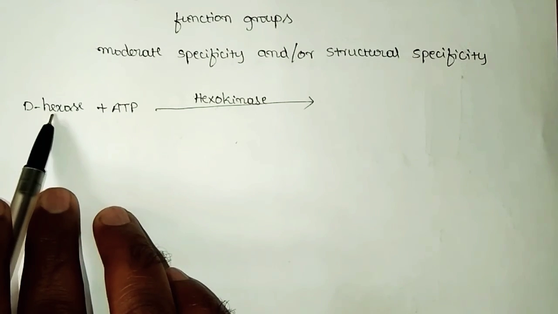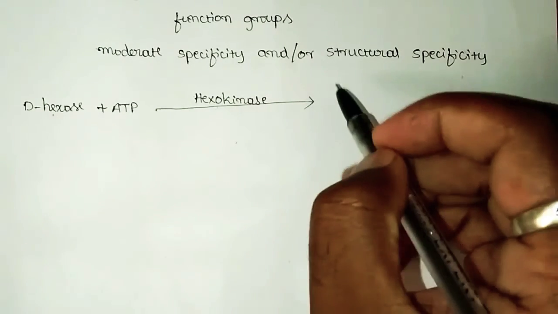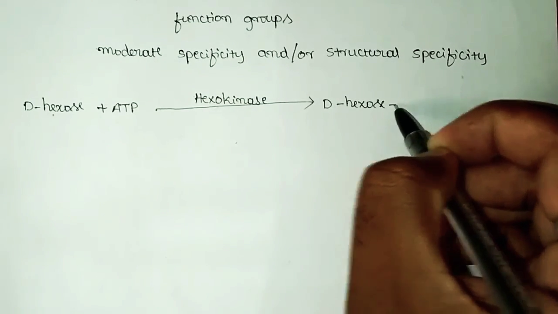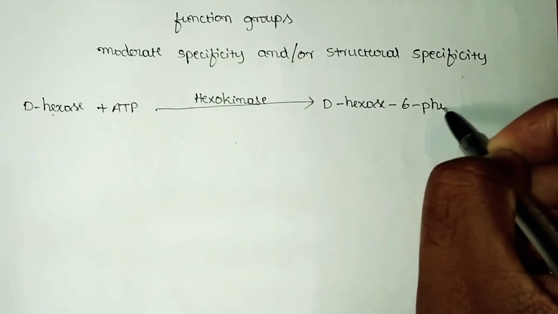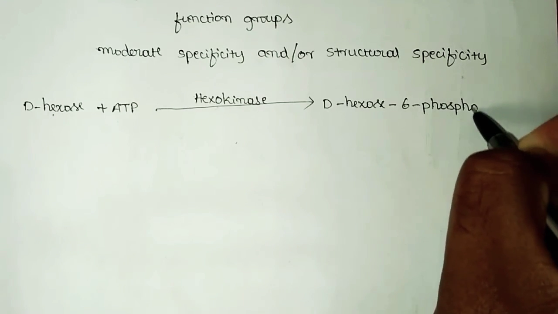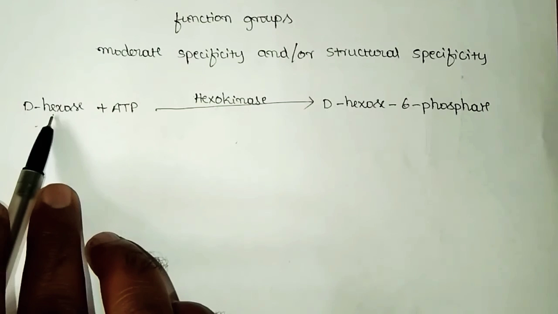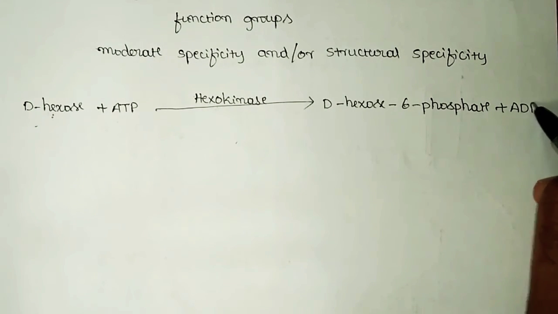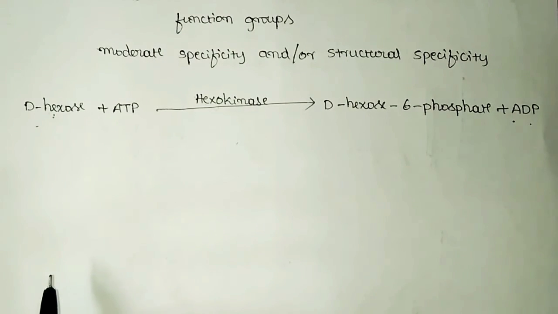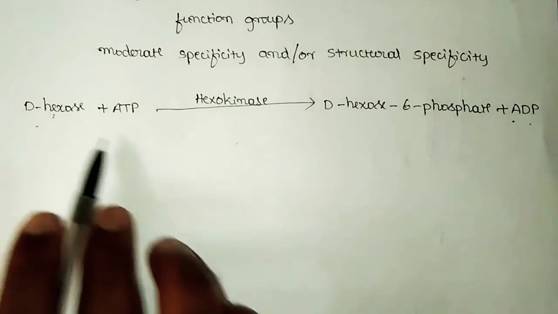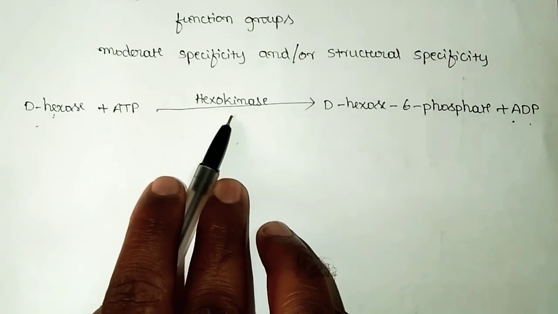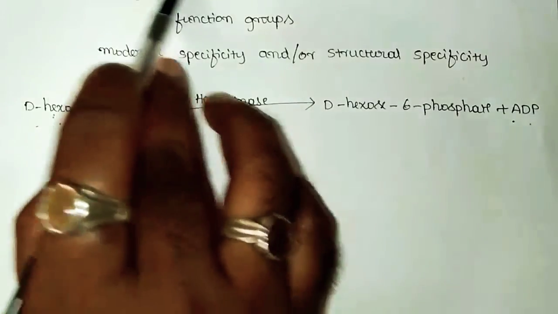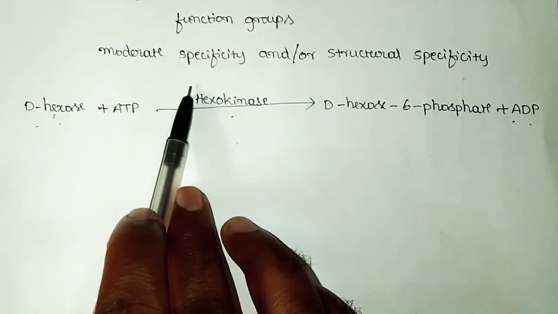Phosphorylation of the hexose sugar will take place, and that results in the formation of D-hexose 6-phosphate. So one phosphate has been transferred to hexose, so that ATP will get reduced to ADP, that is adenosine diphosphate. So hexokinase can be used for the phosphorylation of any hexose sugar, and that is what we are observing, the group specificity.